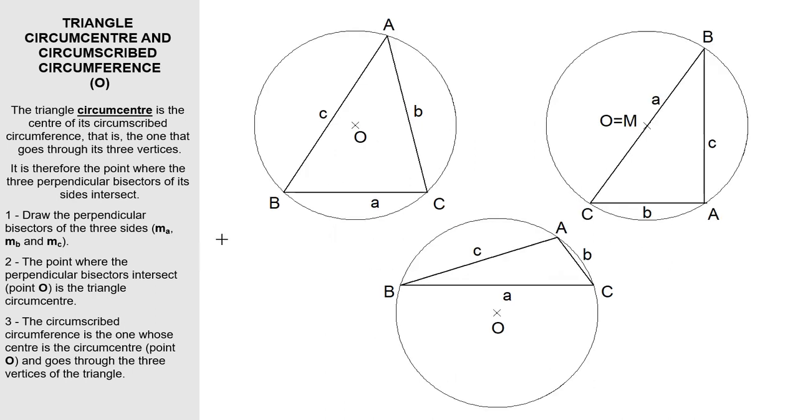Depending on the type of triangle, its circumcenter will be inside its boundaries if it's an acute triangle, at the hypotenuse midpoint if it is a right triangle, or out of its boundaries if it is an obtuse triangle.